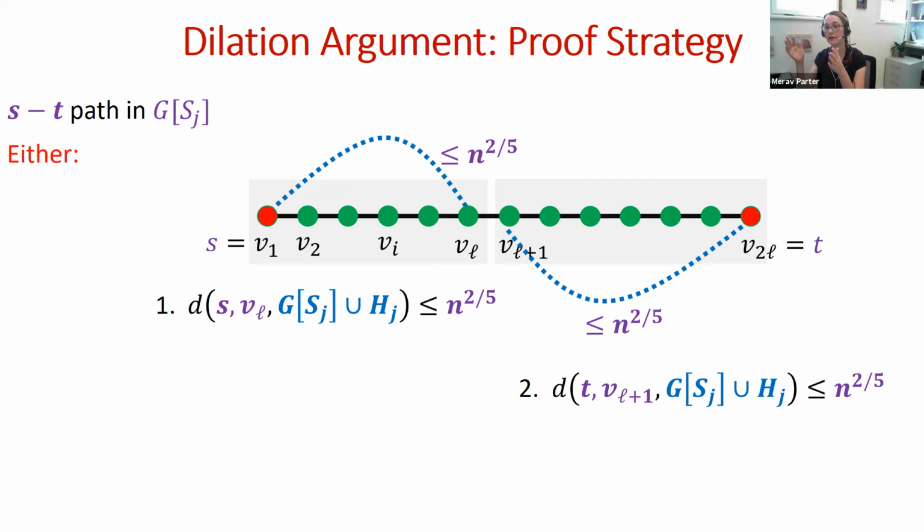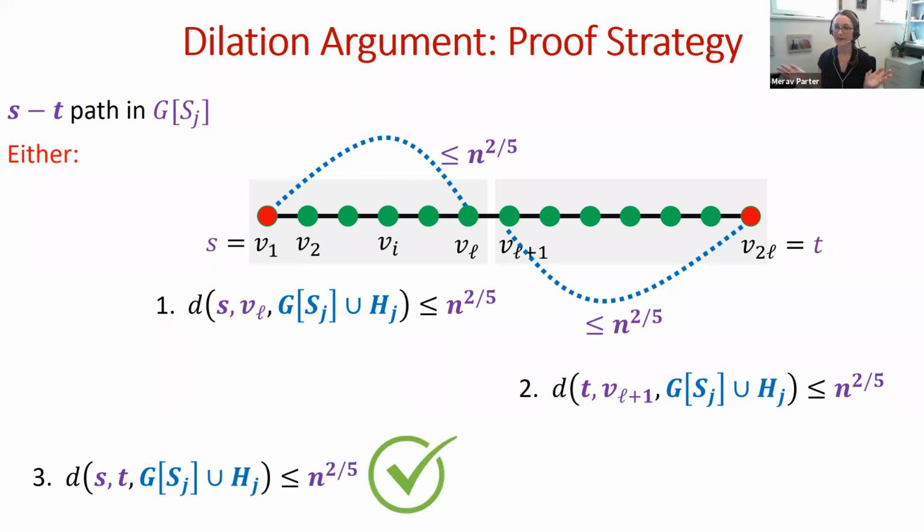If we are in one of these two events, then we can just continue our argument in a recursive manner on the part that is not shortcut, and the depth of the recursion would be log n, so it will have only a log n factor impact on the dilation. And in the third scenario, we are in a perfect situation where we just show that the distance between S and T is at most n to the 2/5, and then we are done. Okay, so either we shortcut the first half or the second half, or that we are just done. Okay, so that would be our goal.